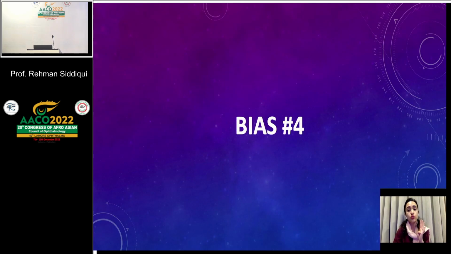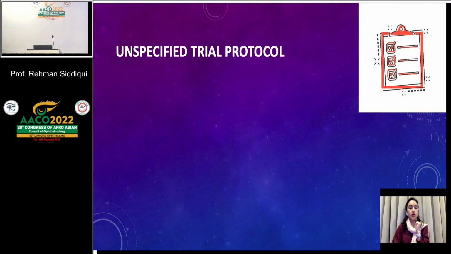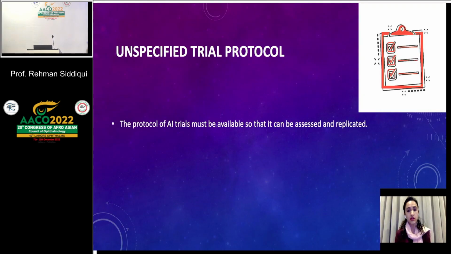Okay, coming on to the next bias: unspecified trial protocol. Now, nowadays, a lot of trials publish their protocols, so that the readers can know specifically what steps were taken in the method to carry out this trial and to reach the results that are stated. So they must be available so that it can be assessed and replicated. So trial protocols must also be given so that the process can be replicated in future studies.